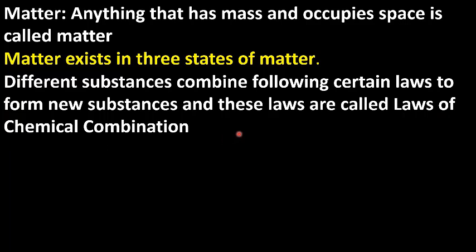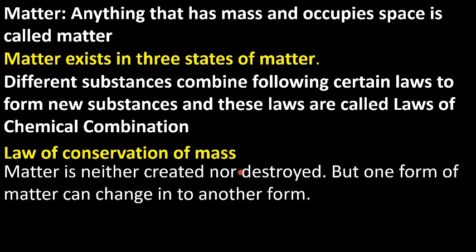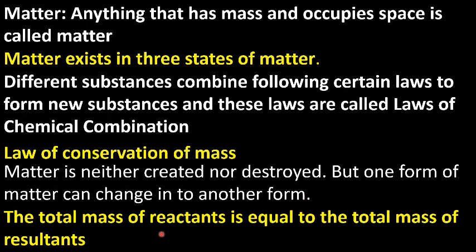of chemical combination. The laws of chemical combination are the law of conservation of mass, the law of constant proportions, and the law of multiple proportions. Now let us see the law of conservation of mass. What is the law of conservation of mass? Matter is neither created nor destroyed, but one form of matter can change into another form in a chemical reaction. The total mass of the reactants is equal to the total mass of the resultants.